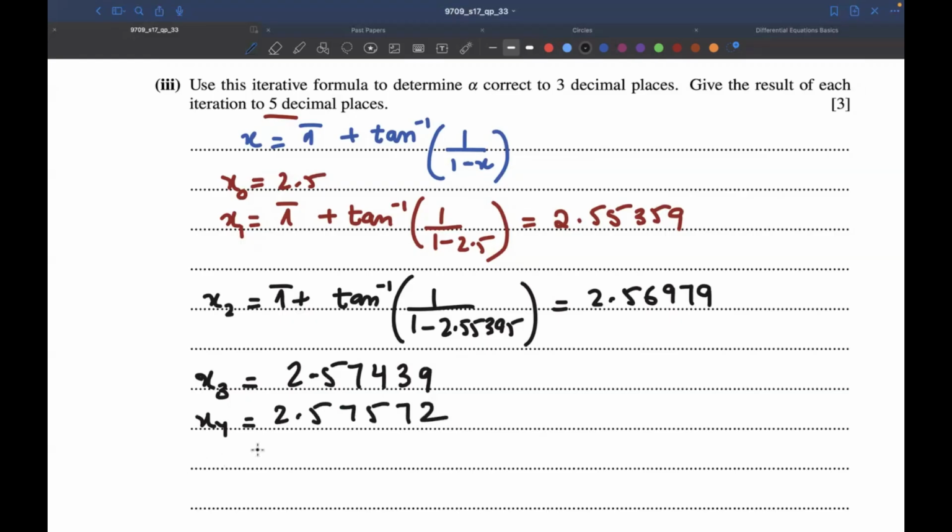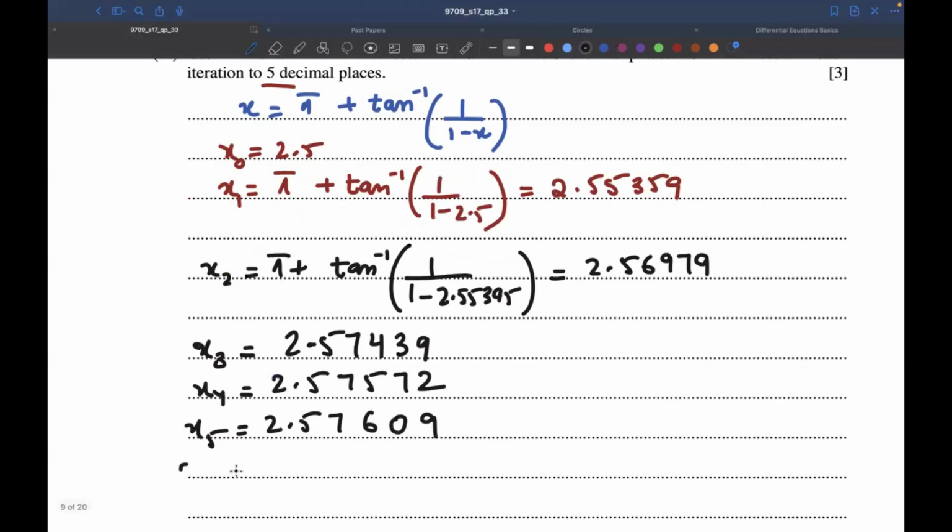And then for the next value, we'll again subtract it from 1, then divide by 1, take tan inverse of the answer, and then add pi to the final answer. You're getting 2.57609. And now we can see that we are finally getting our values nearly same to the third decimal place as well. So let's try it one more time.